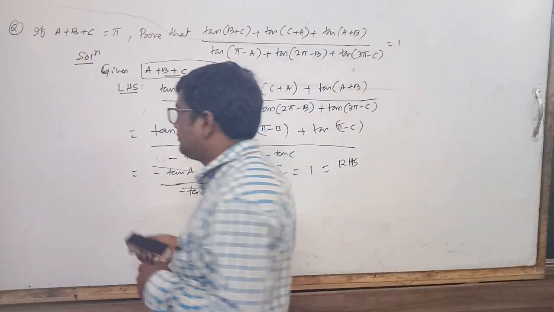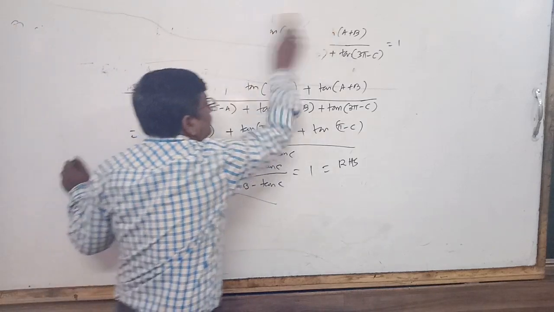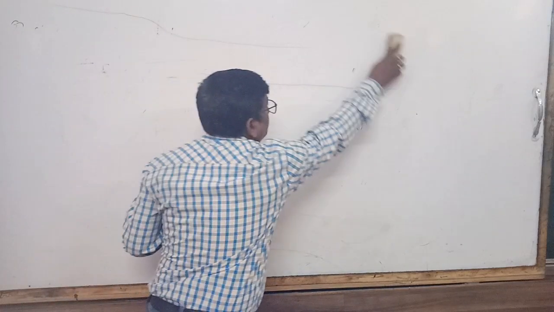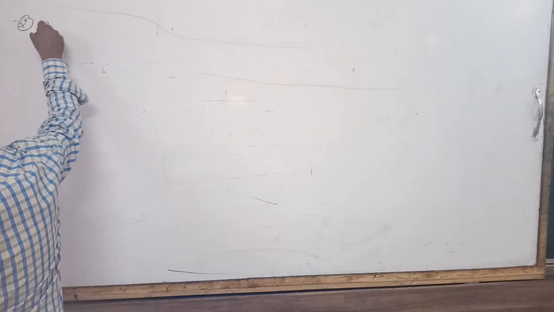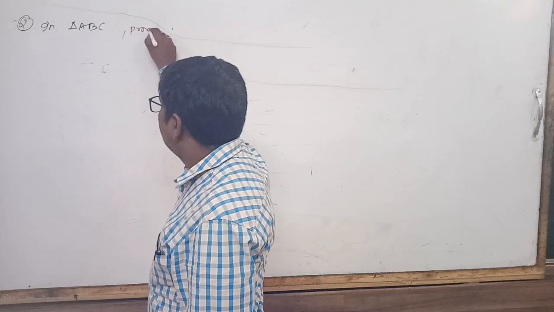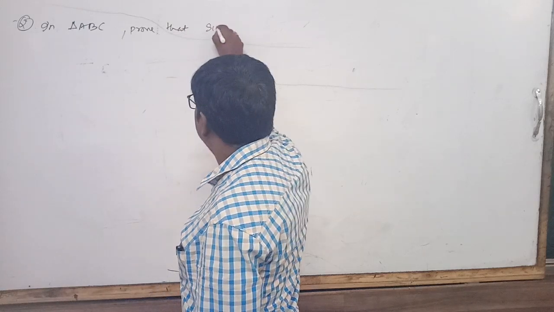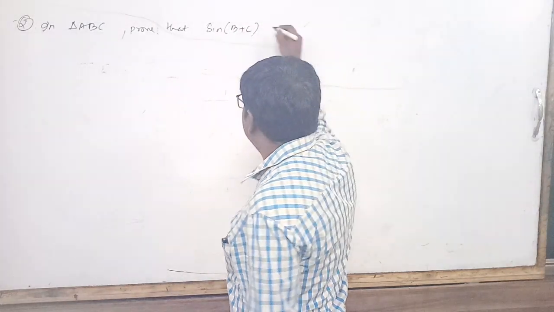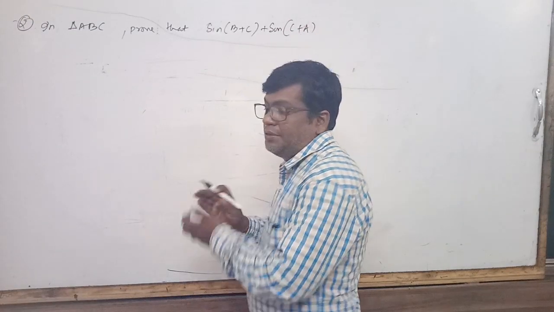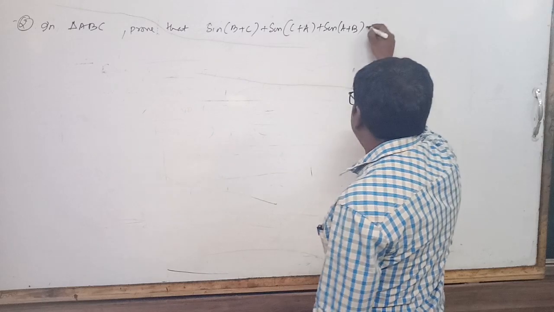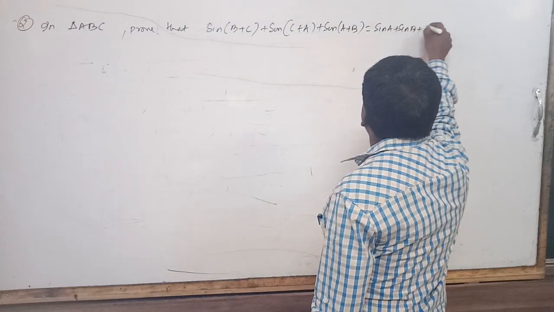Then another question. In triangle ABC, prove that sin(B plus C) plus sin(C plus A) plus sin(A plus B) is equal to sin A plus sin B plus sin C.